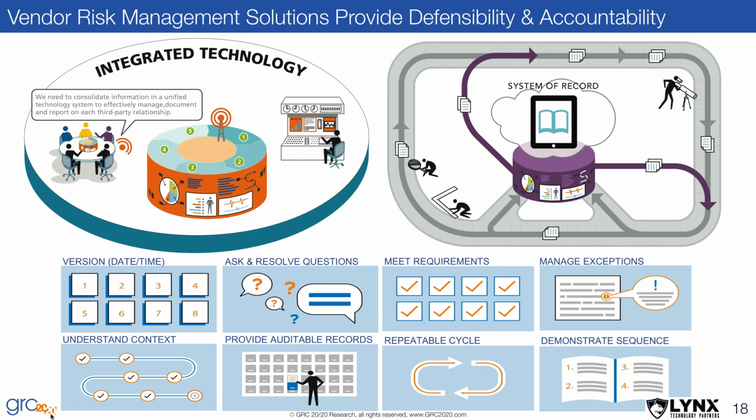Provide a way and a functionality and a system of record that shows that that vendor relationship met the specific requirements in the contract, particularly regulatory requirements. That any exceptions in the relationship were documented and managed and monitored regularly. That we understood the context and sequence of events of things that happened, and we have auditable records and a repeatable cycle for doing regular routine assessments, and be able to manage this whole process end-to-end and on a continuous basis.